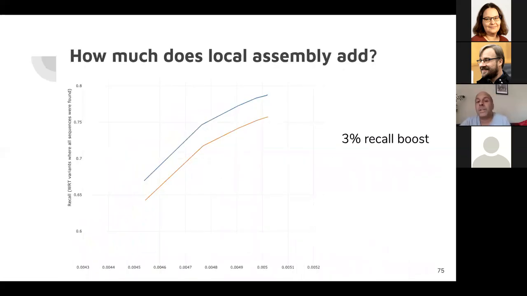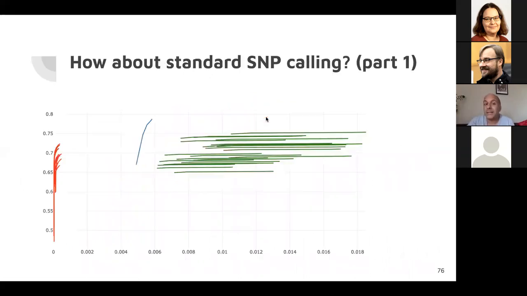Let's have a look at how much local assembly is added to the whole thing. If I ran Pandora without the local assembly and then with, orange and green, you can see there's a 3% increase in recall caused by the local assembly. And then if I compare with standard SNP calling on the same data, on the left, oops, there we go, sorry.